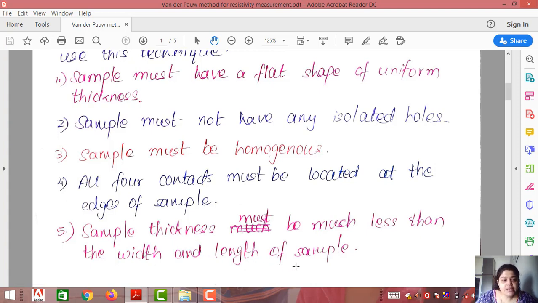If you consider a rectangular material, for example, suppose the length is 10 centimeters and the width is 10 centimeters, the thickness should not be 10 centimeters. It should be very, very less compared to 10 centimeters. That is what we consider a two-dimensional entity. So the sample thickness should be very less as compared to the width and length.